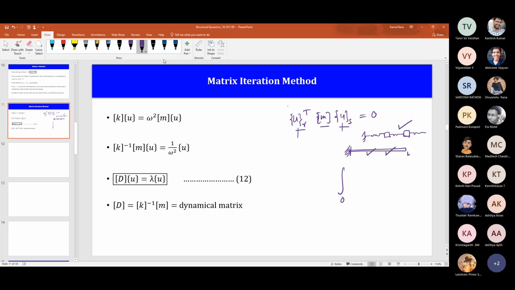an integral. If L is the length of the beam, then from 0 to L, mass per unit length m(x), if it is varying along the length, times the eigenfunction U_r(x) U_s(x) dx equals 0. You see, a similar type of relationship exists. Okay.